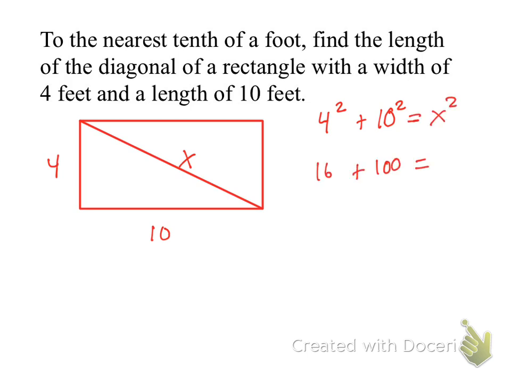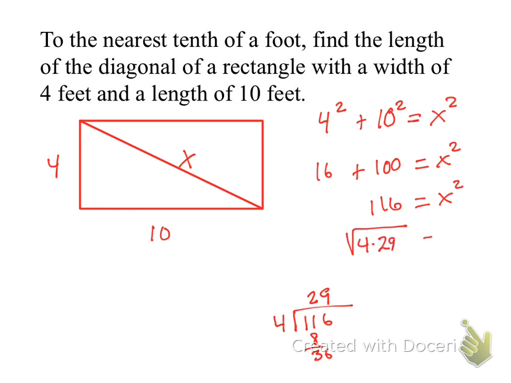16 plus 100 equals x squared. 116 is equal to x squared. Remember, what's the closest square to that? 121, right? So that would be 11. So this is about 10.7, 10.8. Or I could divide it. 4 goes into 116 how many times? 29. So I could break that down to 4 times 29 equals x squared. Let's do that. And so we're getting 2 radical 29 equals x.